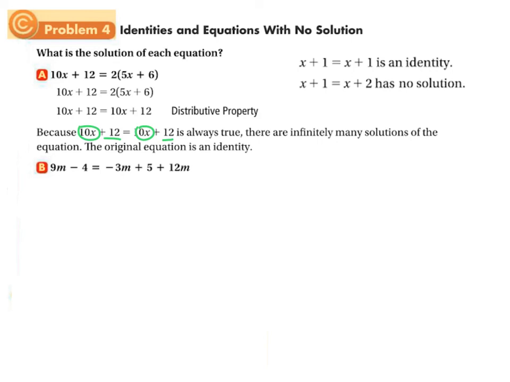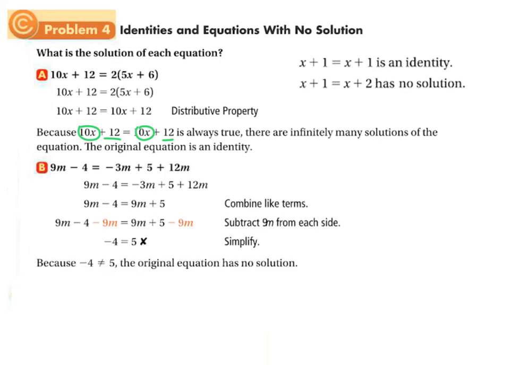Okay? Versus this next one, where we have to actually combine the like terms. It's not clear, again, what we're seeing until we combine these like terms of negative 3m and 12m. But when we do that, we get 9m minus 4 equals 9m plus 5. And they say, okay, well, let's subtract the same amount from both sides to see what we get. You could have done that here. You could have subtracted 10x from both sides and got 12 equals 12. That's clear that that's equal. Here they subtracted 9m from both sides, leaving you with just this. But you could have also just looked at this line right here and said 9m is the same as 9m.